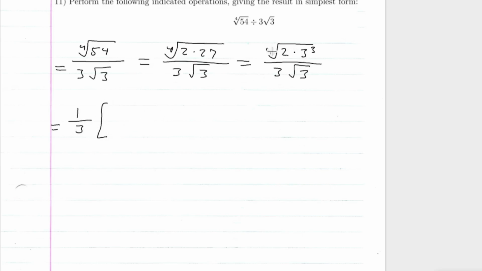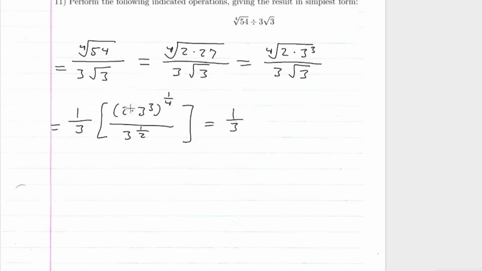And I'm going to rewrite this as, instead of the fourth root, I'll rewrite it as 2 times 3 cubed to the 1/4. Remember, the fourth root is the same thing as the thing inside raised to the 1/4 power. And then down here, I already moved that 1/3. So now this will be 3 to the 1/2. So this will be 1/3.